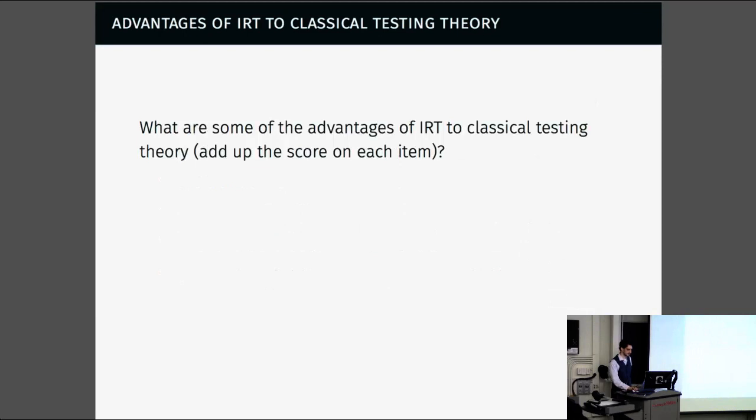Okay. So what are some of the advantages of IRT over what's called classical testing theory? Classical testing theory is what was developed in psychometrics before IRT, where when you give a test, you just add up the scores of each of the items, and then you can use models like linear regression to predict a student's performance. So what are the advantages of IRT over just adding up the score of the student on each item of a test? Why use this more sophisticated model? So what do you guys think?